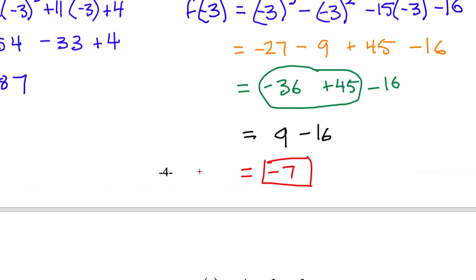You can say f of -3 is equal to -7. Again, there is no calculator, which means there's lots of room to make mistakes.